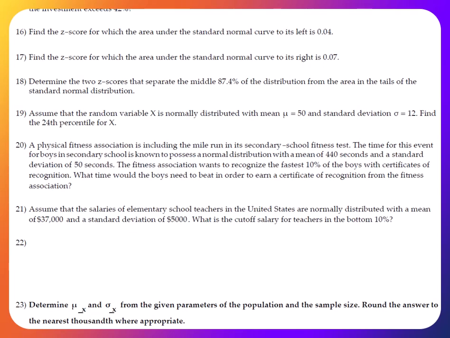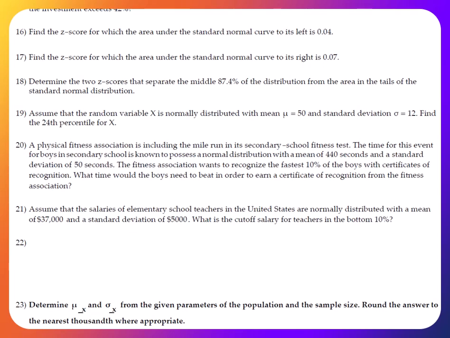19. Assume that the random variable x is normally distributed with a mean of 50 and a standard deviation of 12. So no more 0, 1 now. He's giving me the mean and standard deviation. What is the 24th percentile for x? So he wants the x value at the 24th percentile. The 24th percentile is an area to the left, so it's 0.24.